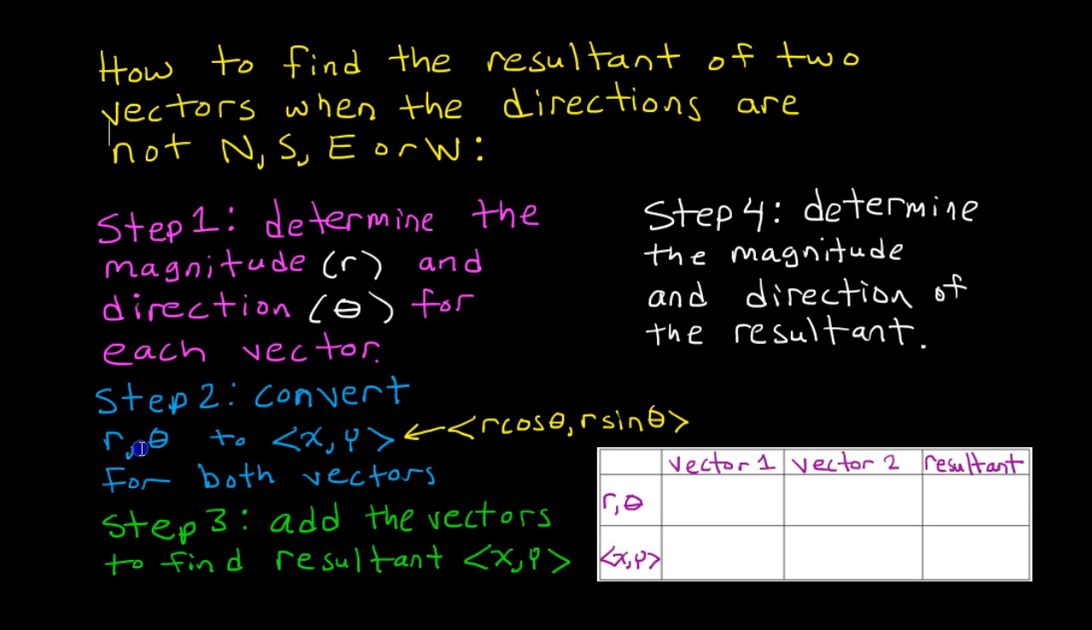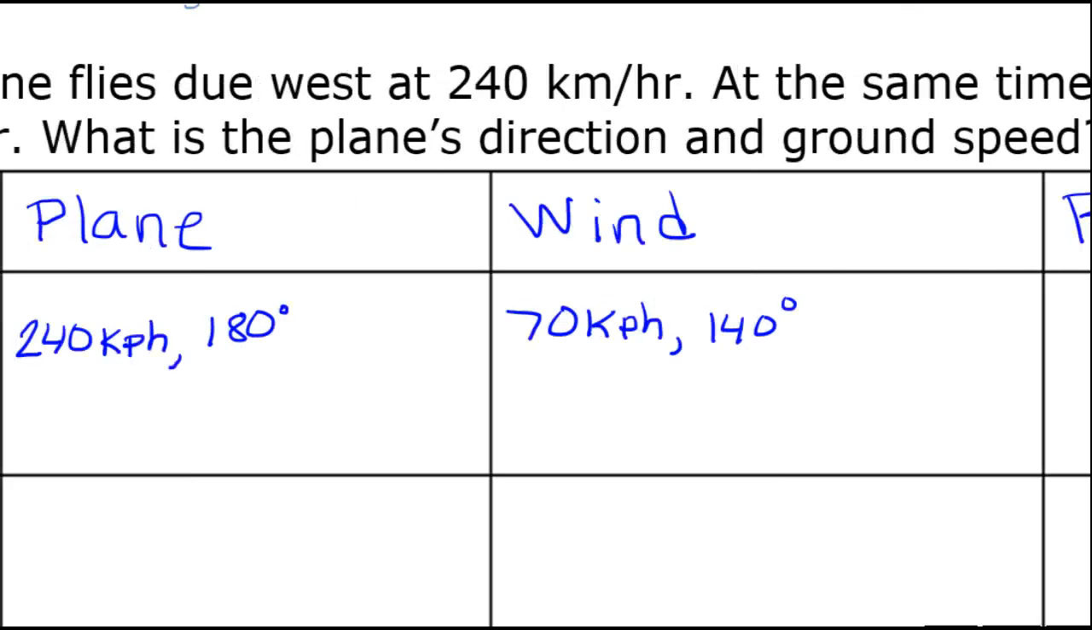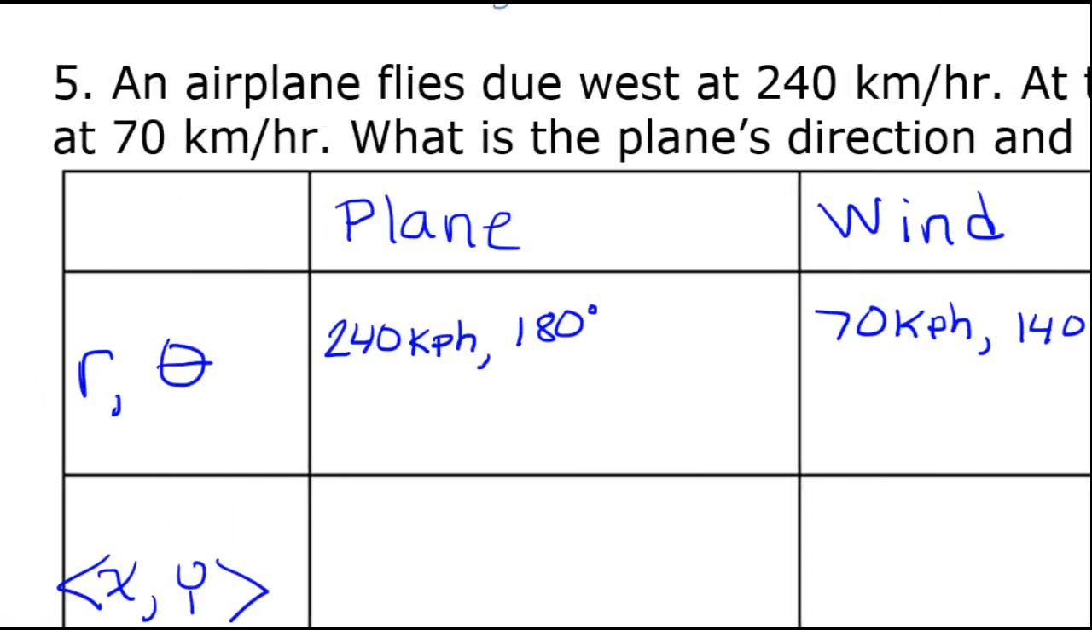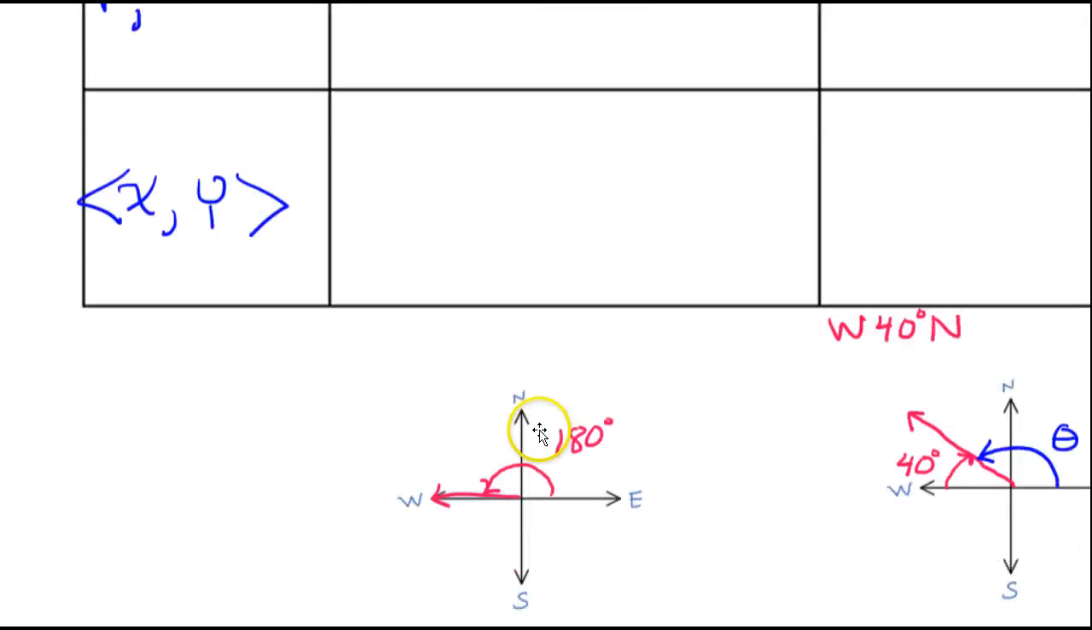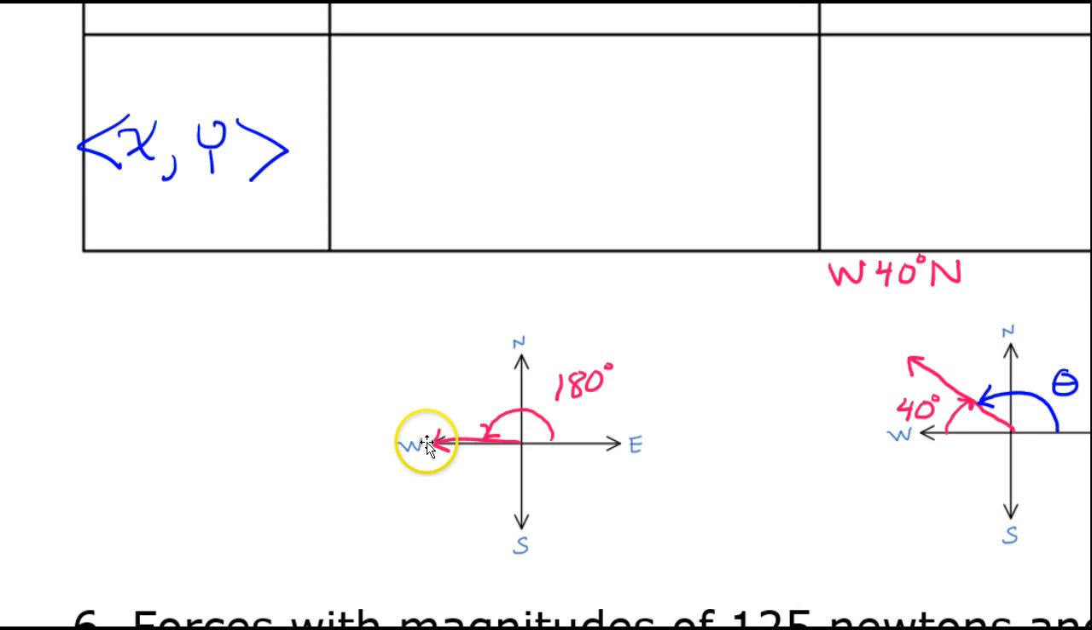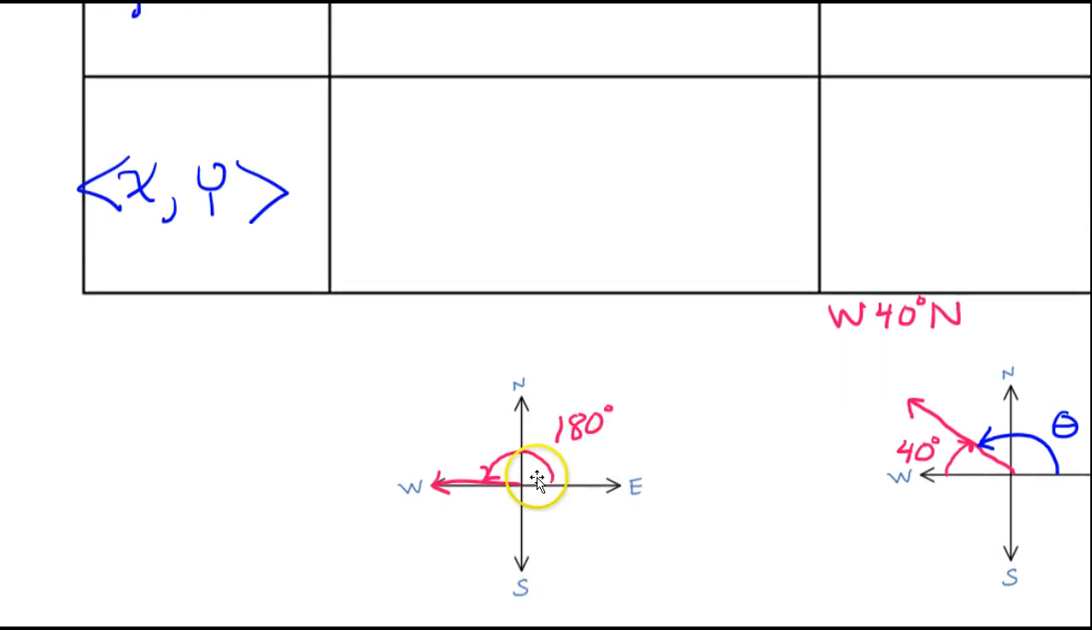Step two, convert the magnitude and direction to component form using our cosine theta and our sine theta. Okay, so I need component form. Now look, when I'm dealing with a quadrantal angle like 180 degrees, in other words, due west or north or south or east, I don't need to do r cosine theta or r sine theta. For the component form, this entire vector is the horizontal component.